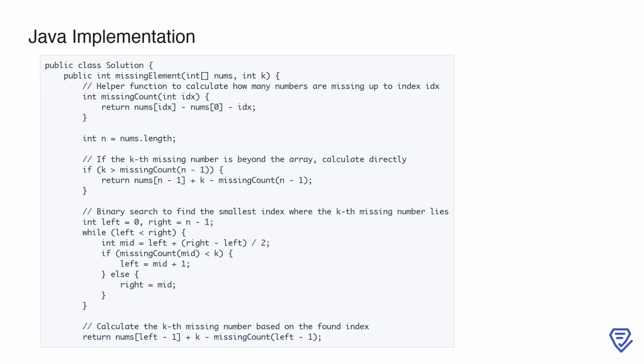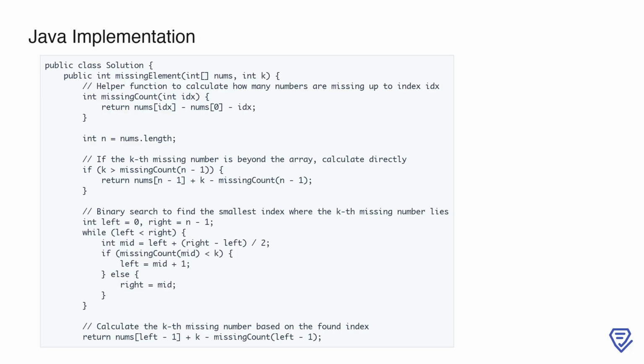Next, we store the length of the array in the variable n. If the kth missing number is located beyond the bounds of the array, we calculate it directly by taking the last number in the array, nums[n-1], and adding the difference between k and the total count of missing numbers in the entire array. This ensures we handle cases where the missing number lies past the range of the input array. For cases where the kth missing number is within the array's range, we use binary search to efficiently locate the smallest index where the kth missing number resides.